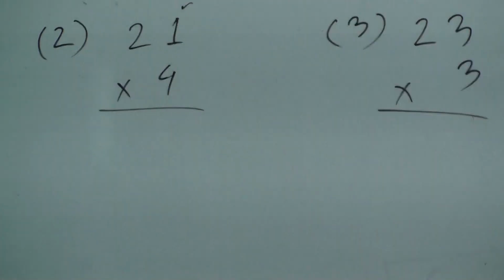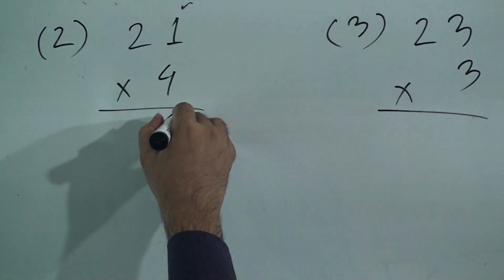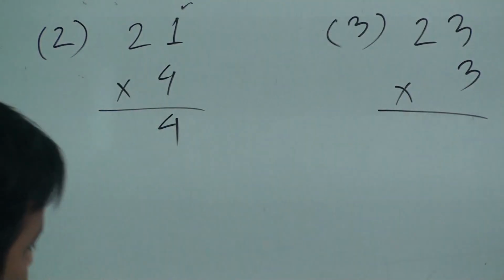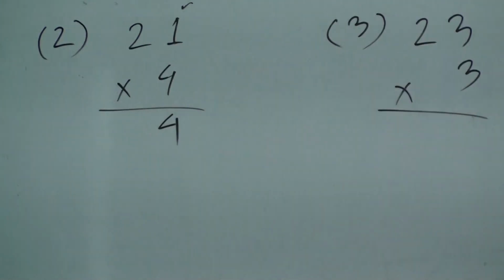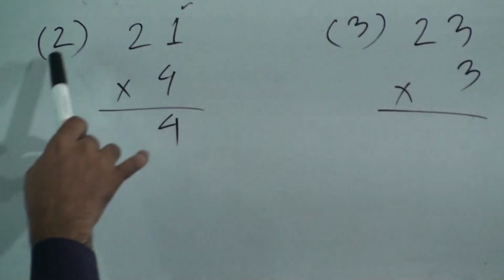Times table of 4 up to 1. 4 zeros are 0, 4 ones are 4. So we can write here 4. Now ones place is done. Go to the next place.